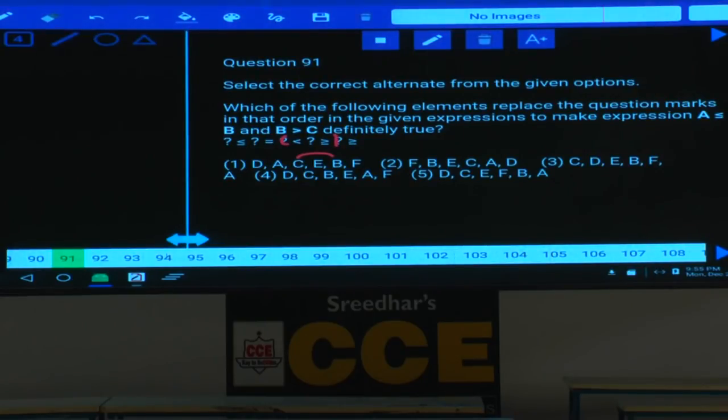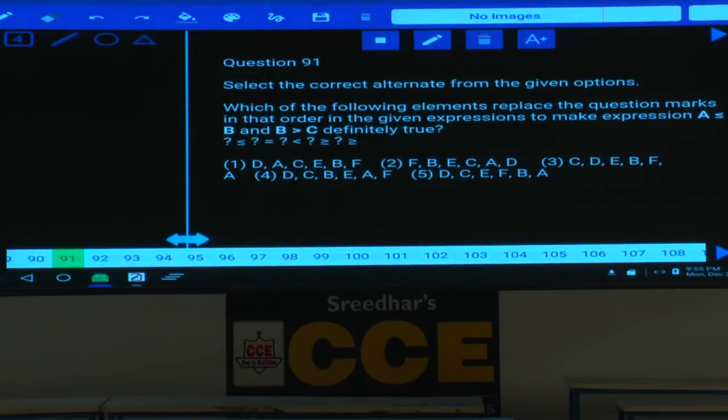Now in between C and B there are two opposite symbols, so choice 1 cannot be your answer. Then coming to choice 2, the relation between A and B. B is at this place and A is at this place. Between these two there are two opposite symbols, hence this is also ruled out.